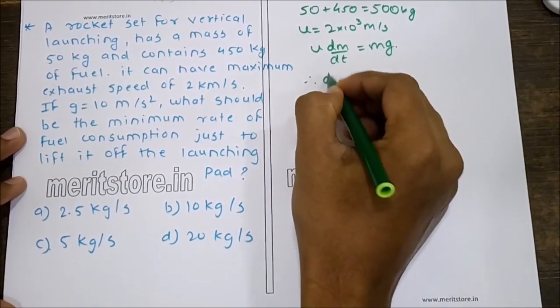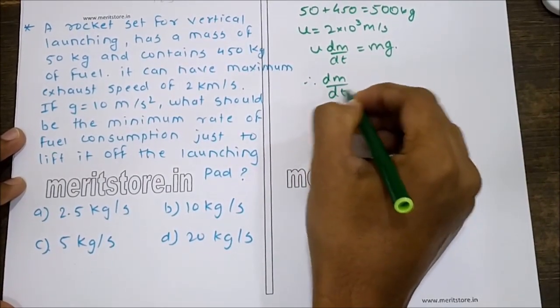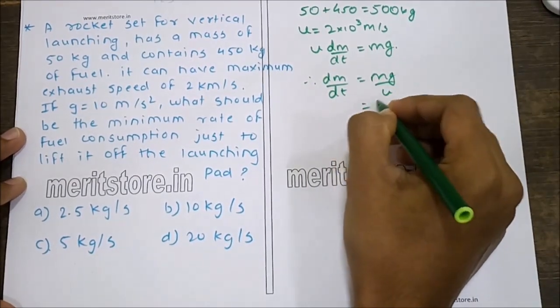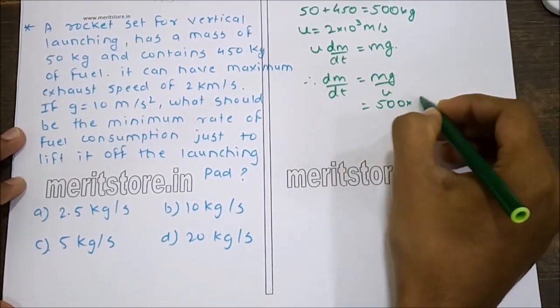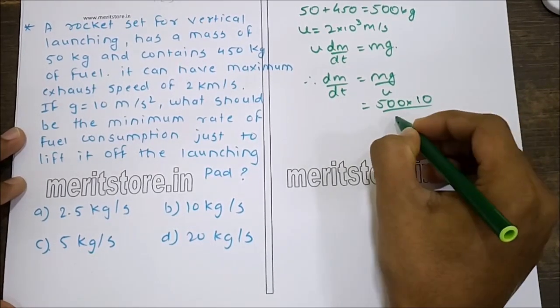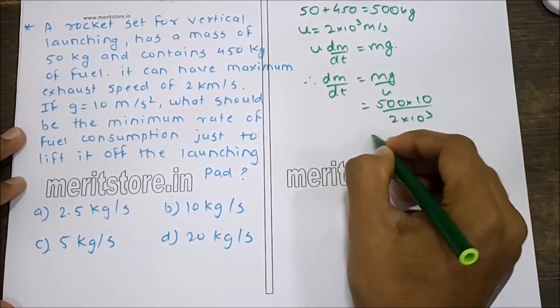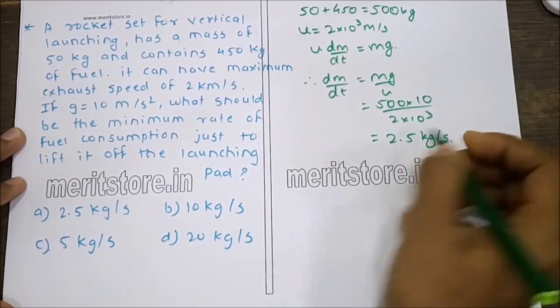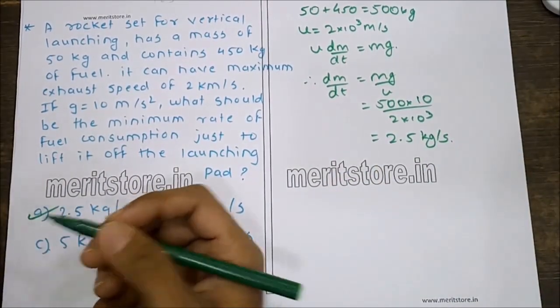Therefore, rate of consumption of fuel or rate of change of mass is given by mg upon u, that is 500 into g is 10 and u is 2 into 10 raised to 3. This comes out to be 2.5 kg per second. Therefore, option A is the correct answer.